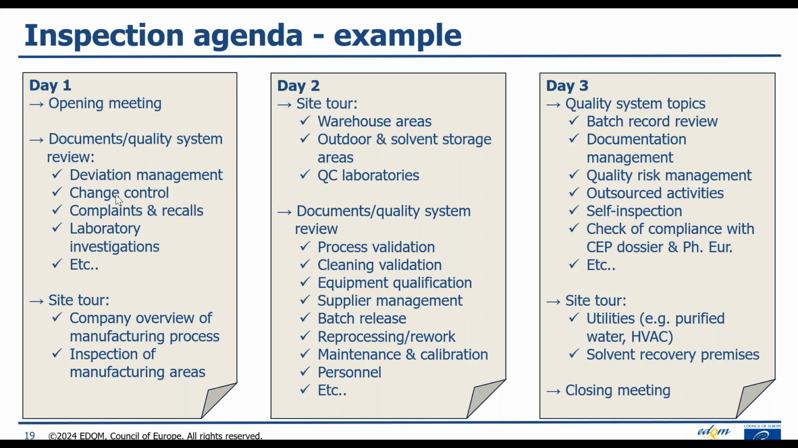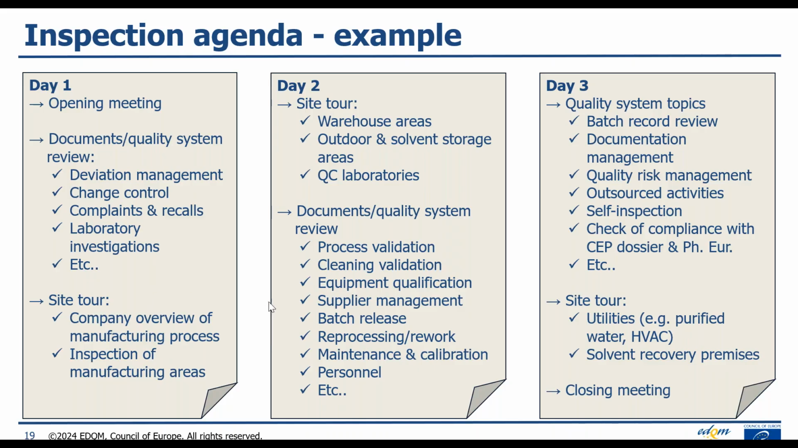Afterwards, we would tend to start into the review of documents within the quality system. For example, straight after the opening meeting, we might review deviations, change controls, complaints, laboratory investigations, and the inspection team would typically split. So if there are 2 inspectors, we would work separately on different topics. We always request that you have separate streams of personnel available to support each inspector.